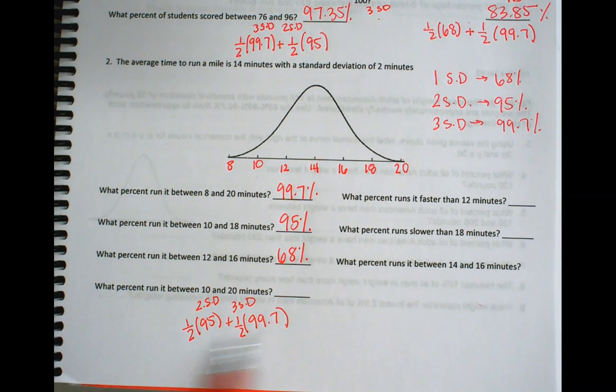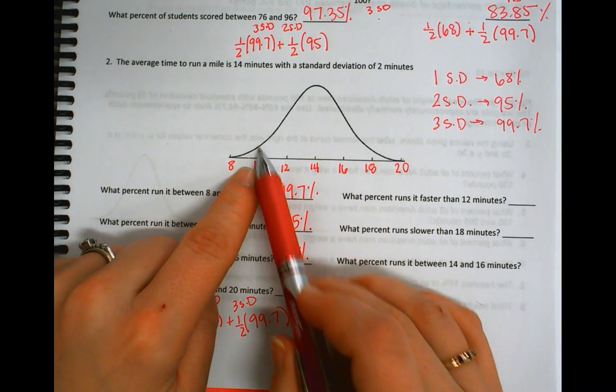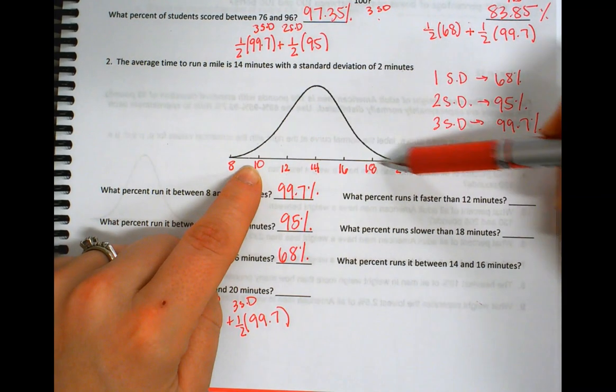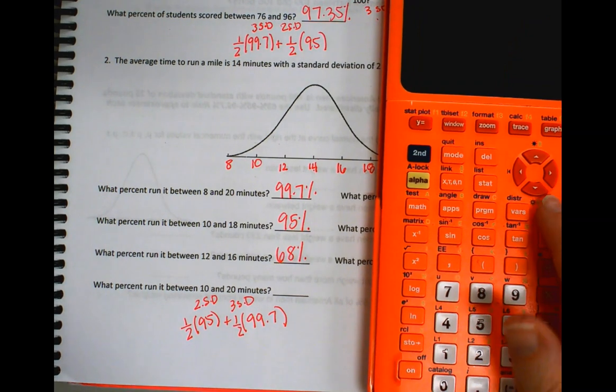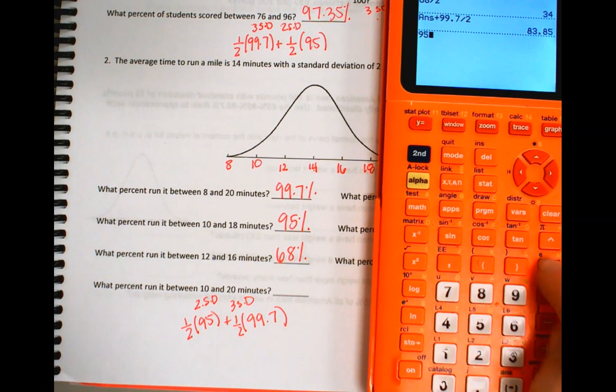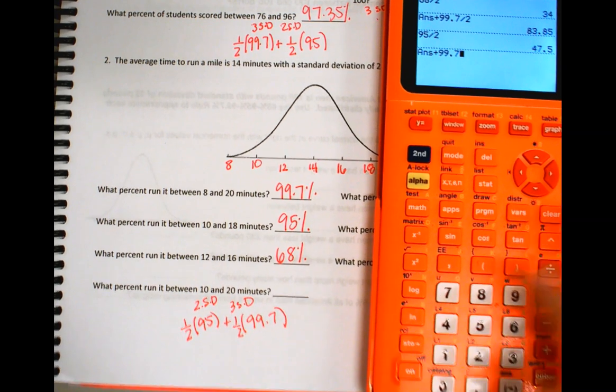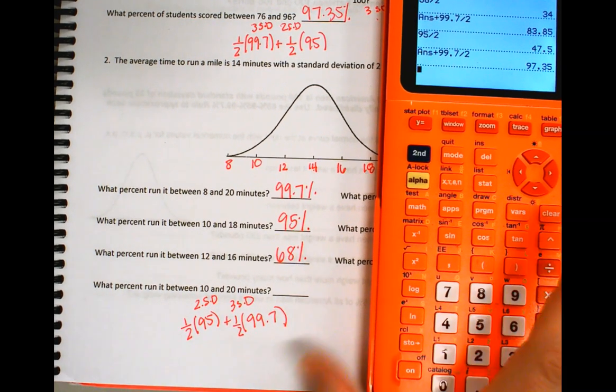So then we calculate this to figure out what it means to go from here, if I was shading in this area all the way to 3 standard deviations. So if I do 95 divided by 2 plus 99.7 divided by 2, I get 97.35.